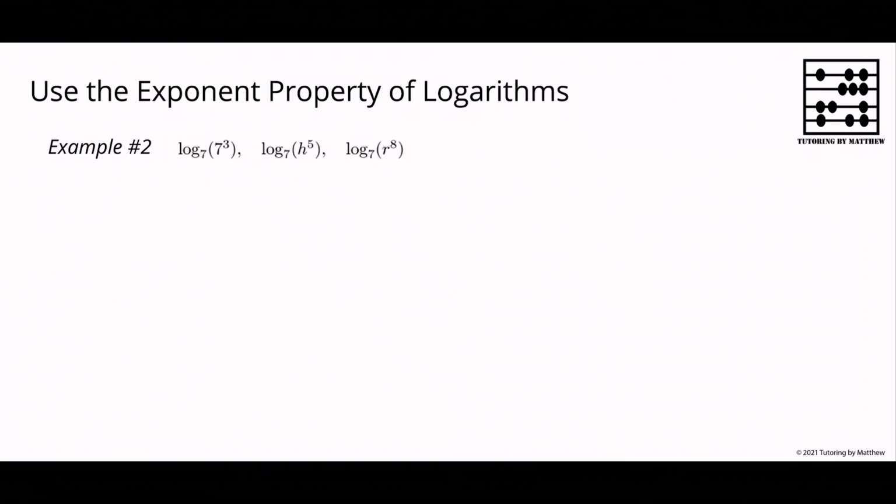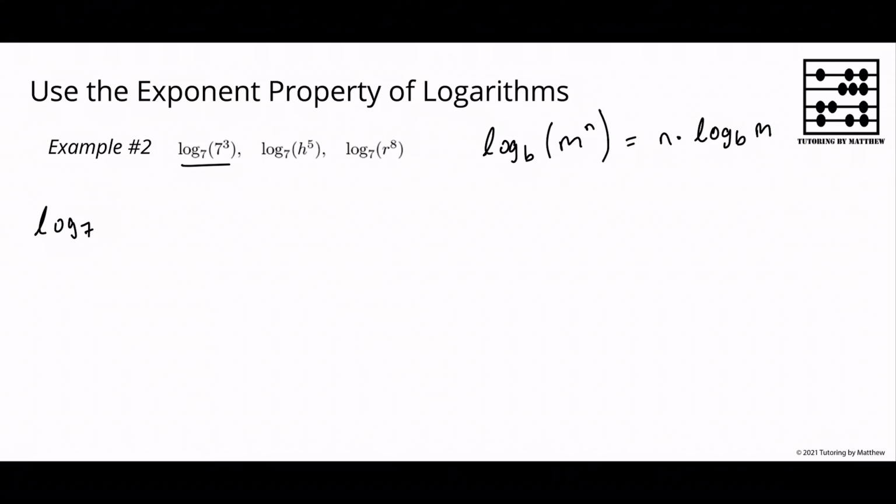So again, log base b, where b is the base of the log, of m to the n power, where m is the base and n is the exponent in the parentheses, is equal to n times log base b of just m by itself. So looking at the first example here, we have log base 7 of 7 to the 3rd power. Well, we bring down the 3 in front and multiply it by the log base 7 of 7, just keeping that base inside the log here.